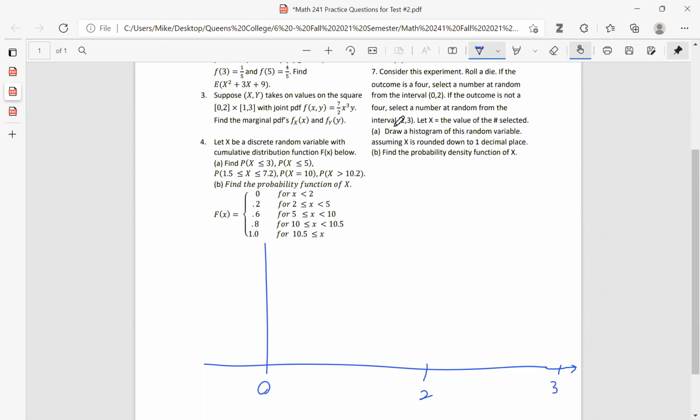So if the outcome is a 4, you choose from the interval from 0 to 2. The probability of rolling a 4 is 1/6, because you roll a standard 6-sided die. So you could choose any of these numbers, and you're rounding to 1 decimal place. So you have 0.1, 0.2, 0.3, 0.4, 0.5, 0.6, 0.7, 0.8, 0.9, 1, 1.1, 1.2, 1.3, 1.4, 1.5, 1.6, 1.7, 1.8, 1.9, and 2.